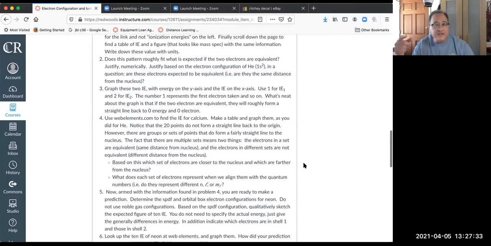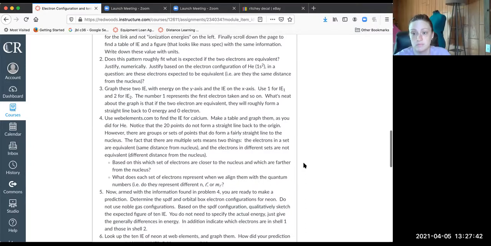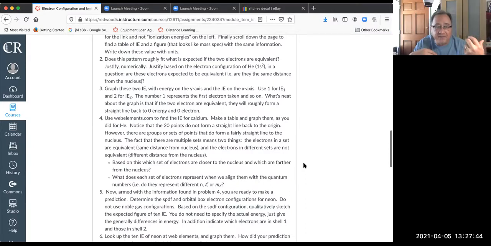So another way to wrap that up or summarize that is you could say, well, the electrons are repelling one another. So the first one to take is being repelled by the other one, but the second one is not being repelled by anything. So you've got to put in the full measure to take it out.